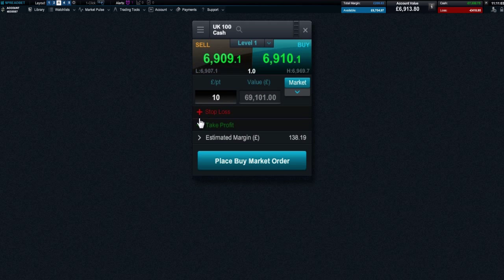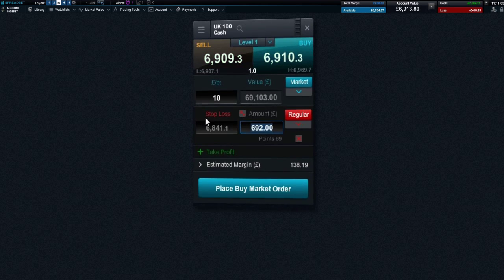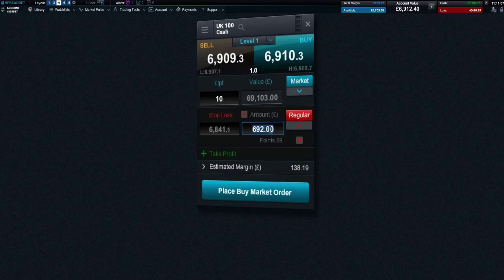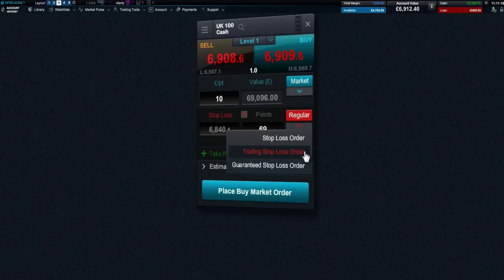Stop losses can be set at a specific price level, by approximate amount of money you would like to risk, or by a points distance away from the current market price. You can choose between using a regular stop loss, trailing stop loss, or guaranteed stop loss order. Trailing stops trail behind your open position by a set number of points, only if it moves into a profit.